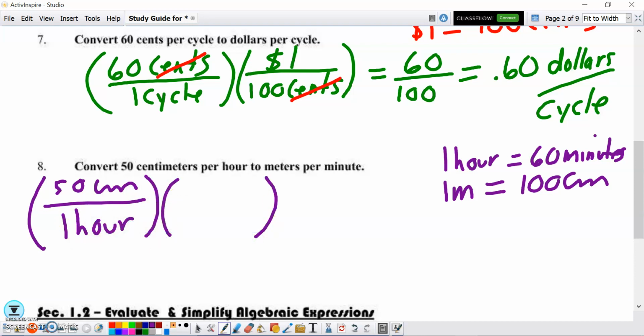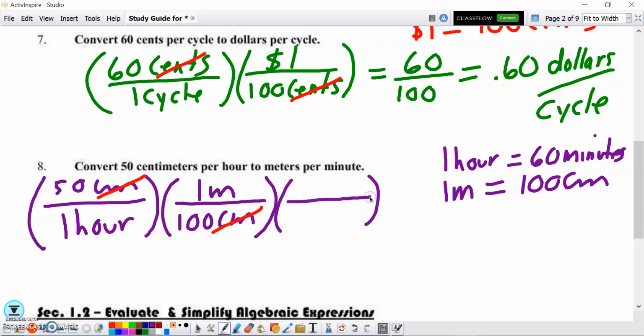Let's get rid of the centimeters. So that means I'm going to put the 100 centimeters down on the bottom, and I'm going to put 1 meter on top. Now the centimeters will cancel out. Okay, I also need to get rid of the hours. So I am going to put the 1 hour on top and the 60 minutes on the bottom. Now the hour will cancel out, and we're left with meters per minute.